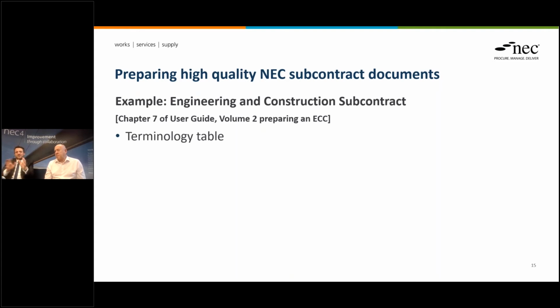So just to guide us a little bit, the volume 2, preparing an ECC, again, that's not a typo. There isn't a volume 2 for preparing the engineering and construction subcontract. But there is a chapter, in this case chapter 7 in that guide, that gives you some guidance on specific terminology. This guide is essential, long story short. If you get volume 2, preparing an ECC, we don't have it for the ECS. It's not really necessary because they're essentially the same.